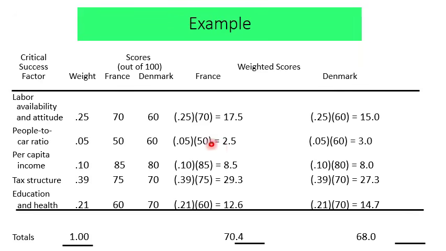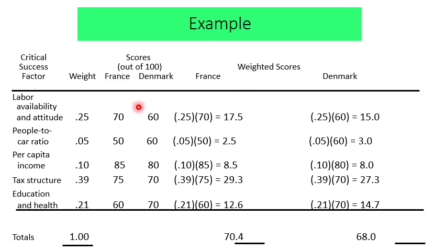Let's add some more examples. 2 countries are provided as alternative locations, that is France and Denmark, and the scores out of 100 are also given. For France, the scores out of 100 are based on these critical success factors. The critical success factors are labor availability and attitude, people to car ratio, per capita income, tax structure, education, and health. So the weights are also provided.